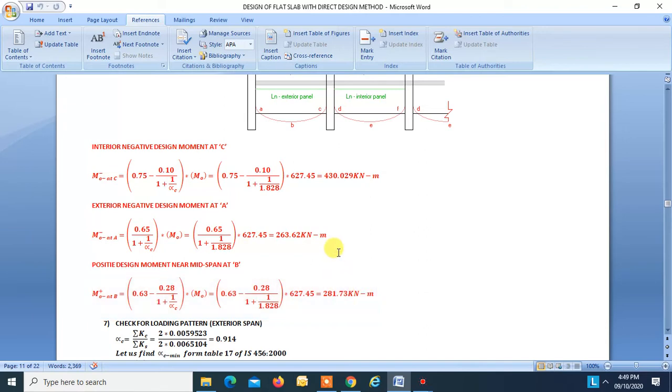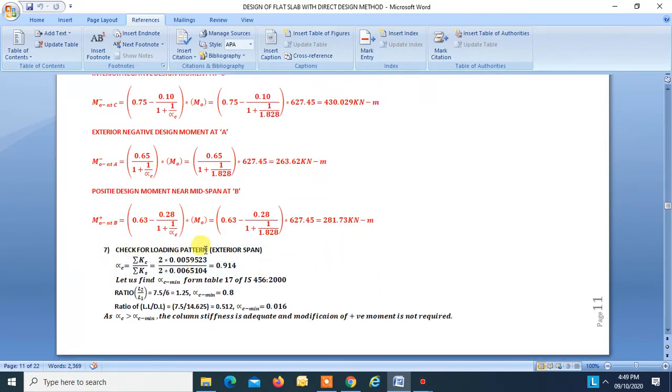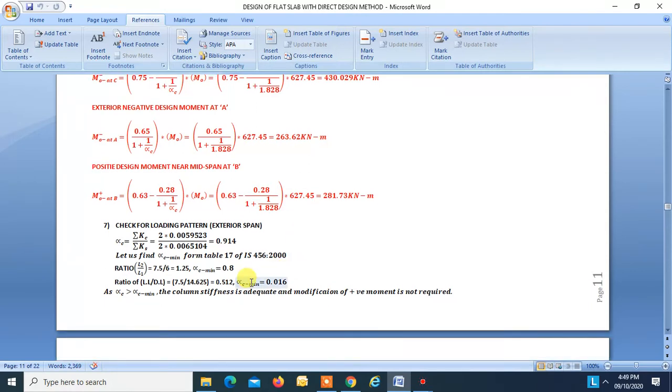Now next step is to check for the loading pattern. Because the ratio of imposed load to dead load is greater than 0.5, we have to do this check. Alpha c is equal to sigma Kc by sigma Ks, which is 0.914. So let us find alpha c minimum from table 17 of IS 456:2000, as I explained a few minutes ago. The ratio of L2 by L1 is 1.25, corresponding alpha c is 0.8.